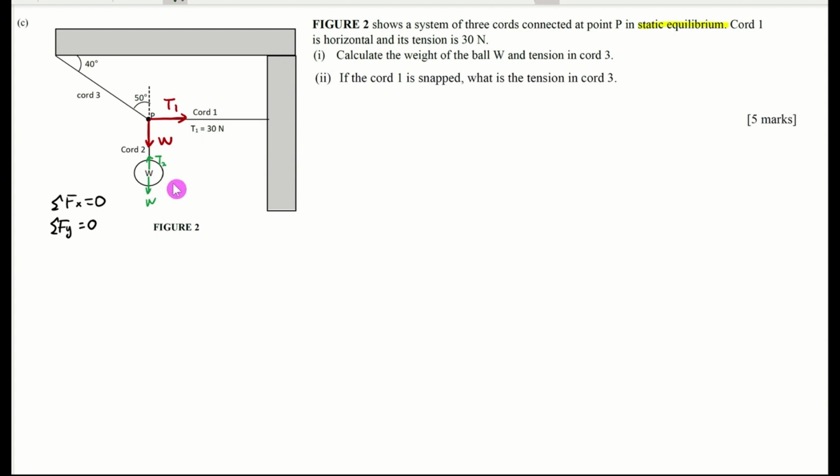Awak tengok pada mana awak lukis free body diagram. The green color is the free body diagram for W, untuk mass ni, untuk objek ini. Jadi W, okay, downward and T2 is upward. But if you draw the free body diagram at point P, remember, so at point P, we're going to have T1, okay, arrow dia mesti keluar daripada point P dan ke bawah ini. Since T2 dengan W sama, terpulanglah awak nak tulis T2 boleh, awak nak letak W pun boleh.